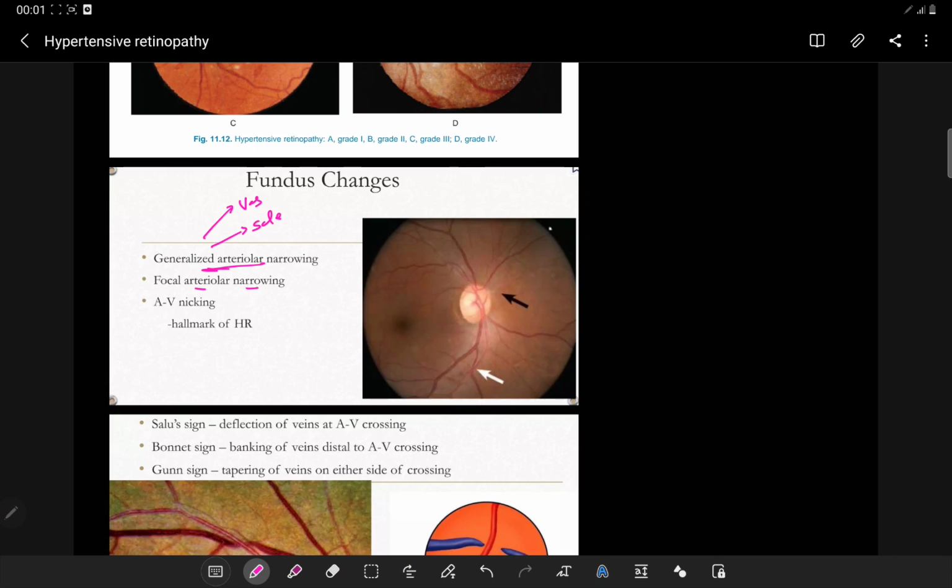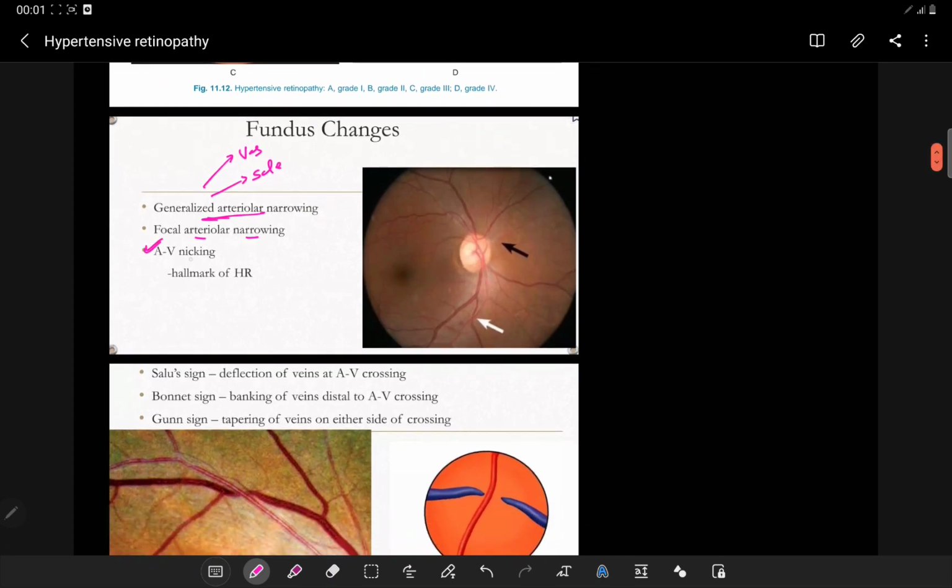The focal arteriolar narrowing is seen as an area of localized vasoconstriction. Next is the AV nipping, which is defined as the hallmark of hypertensive retinopathy, which occurs when the arteriole crosses and compresses the vein, as the vessels share a common adventitial sheath. This is known as the AV crossing changes. It includes Salus sign, Bonnet sign, and Gunn sign.